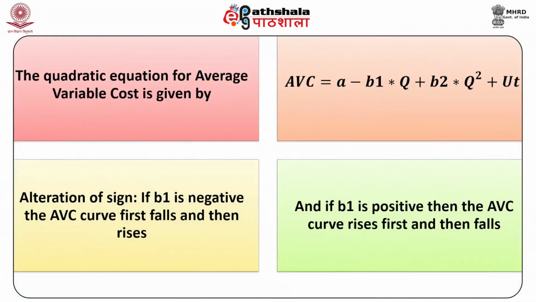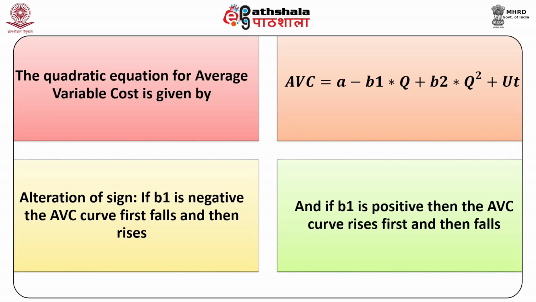This is what we would call the quadratic output. The quadratic equation for the average variable cost is given as AVC is equal to A minus B1 into Q plus B2 into Q squared plus u. The alternation of signs is something that we can note. Since the average variable cost first falls and then rises, B1 is negative, and then the next term B2 would be positive.